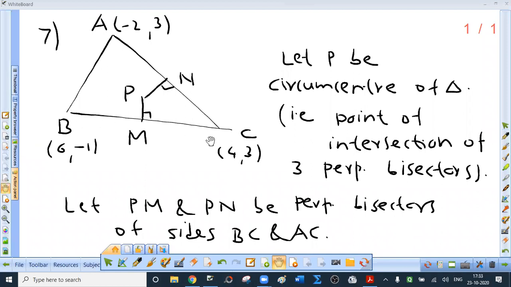If the slope of BC is m, then the slope of PM will be minus 1 upon m because PM is perpendicular to it, right? Similarly, we can obtain the equation of PN. By solving the two equations, we get P, which is nothing but the circumcenter.